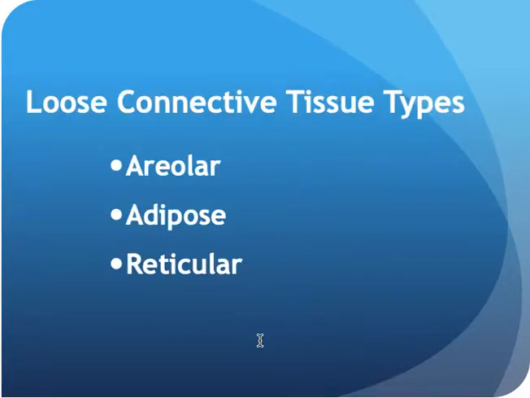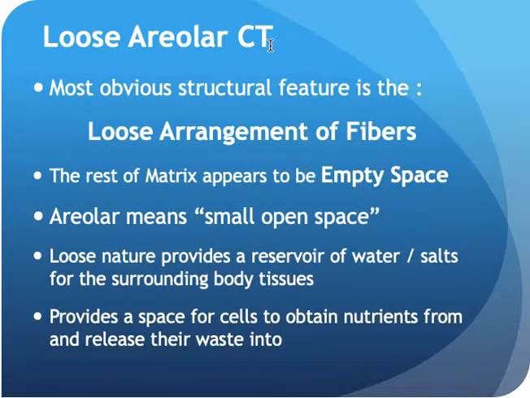So here is my loose connective tissue types, and again, I want to make sure I know that areolar, adipose, and reticular are types of loose connective tissue, okay? And again, some of them make more sense, but we'll look at the pictures and see how we know and what they have in common here. So loose areolar connective tissue, the most obvious structural feature, and again, if we were looking at this under the microscope, it'd be really easy to identify, is that it's going to have this loose arrangement of fibers. The rest of the matrix is going to appear to be empty space, so there's going to be a lot of open space.